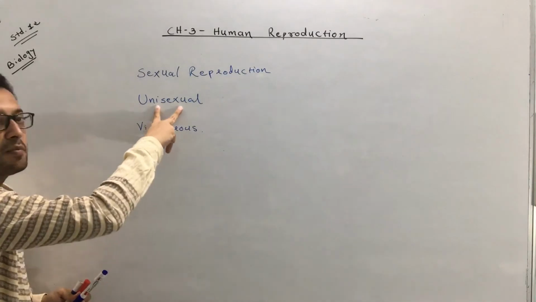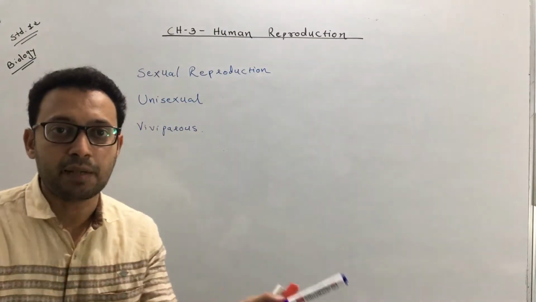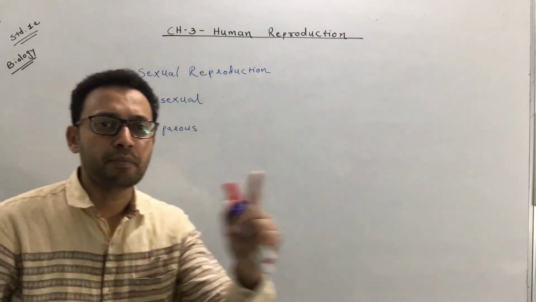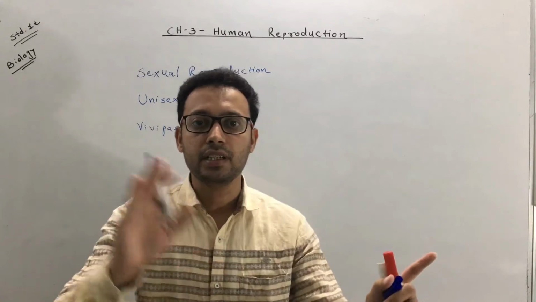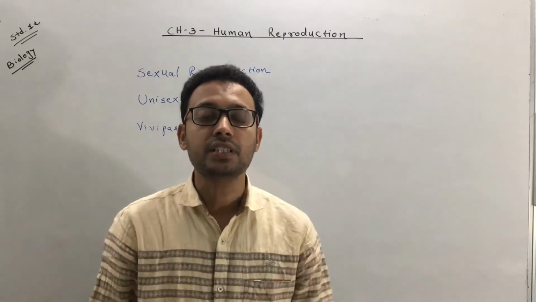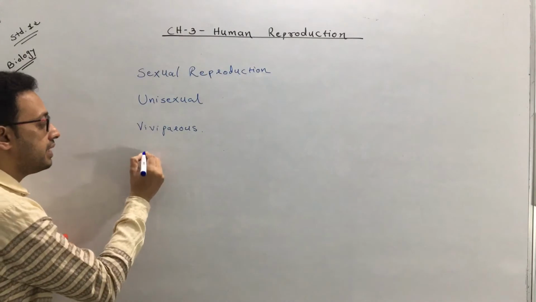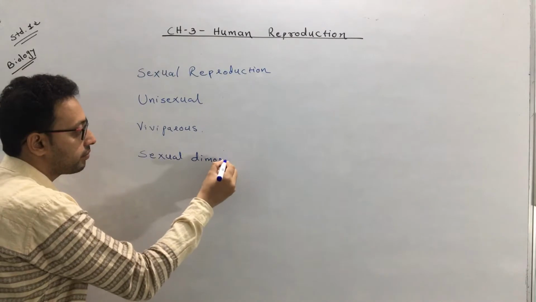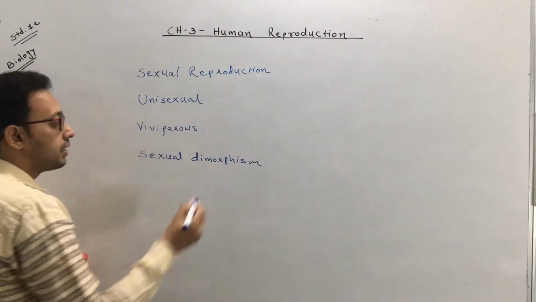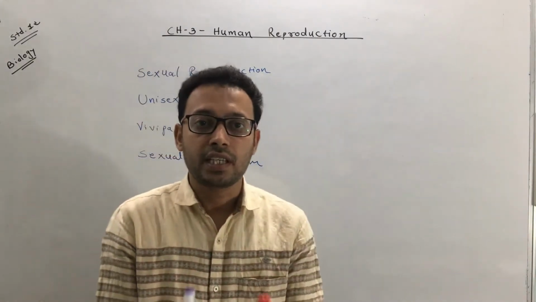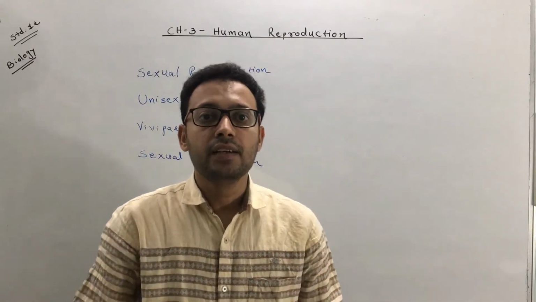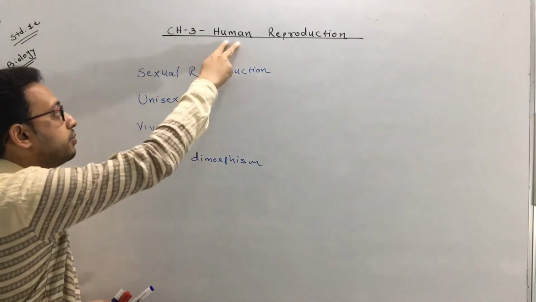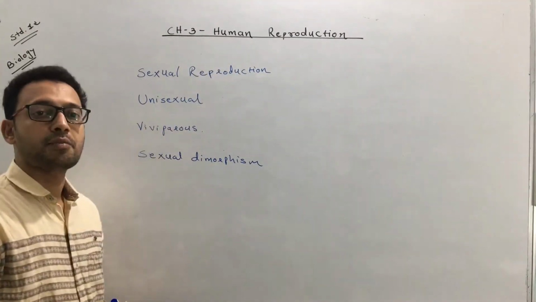You know that the human being is a unisexual animal, meaning the two sexes are separate, and you can find differences between these two sexes. If you see a male and a female human being, you can find differences between them. This means human beings exhibit sexual dimorphism. Sexual dimorphism means there are differences between a male and a female living organism.